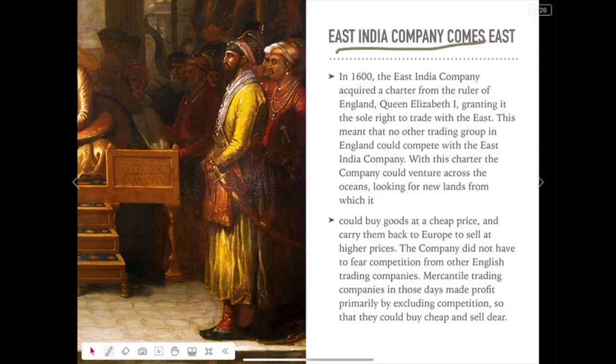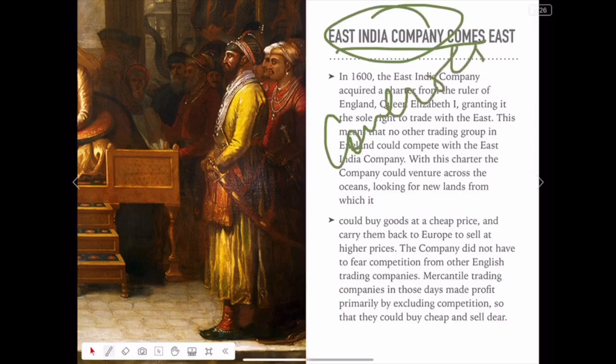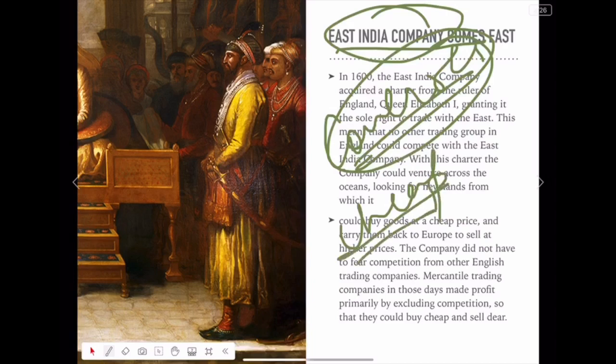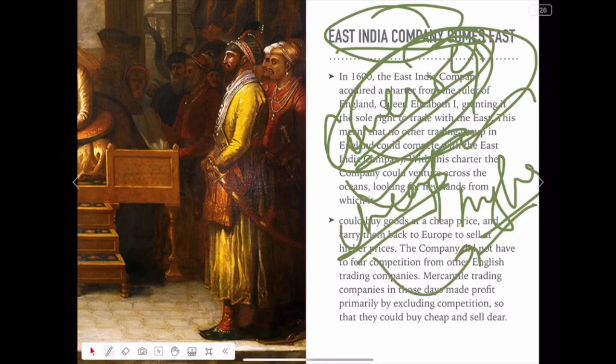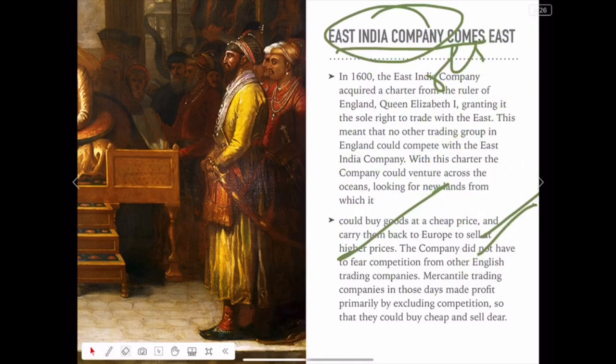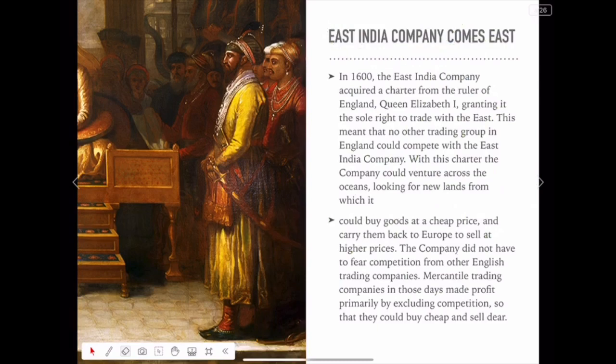Actually, the East India Company was looking for any country where they could buy goods at cheap prices and sell them further to Europe at higher prices to earn profits. So they used to venture across oceans looking for new lands. All right, so this was the thing. Actually, they found India to be such a country, and so they began their rule here, where they could buy cheap goods and carry them back to Europe and sell them at higher prices.